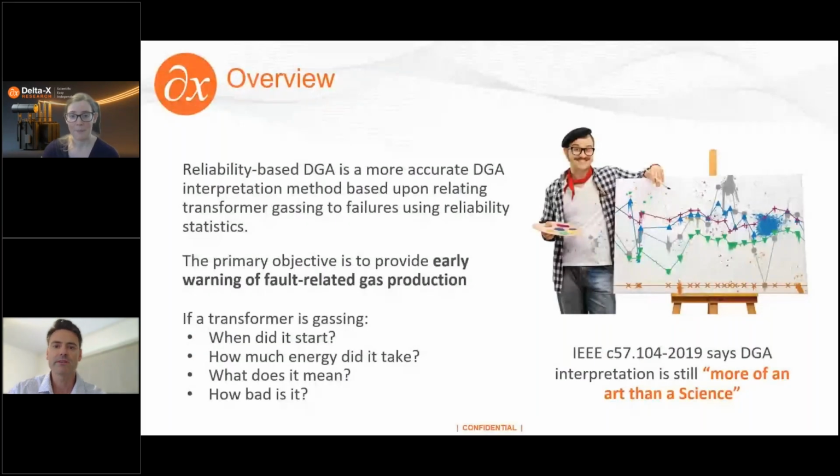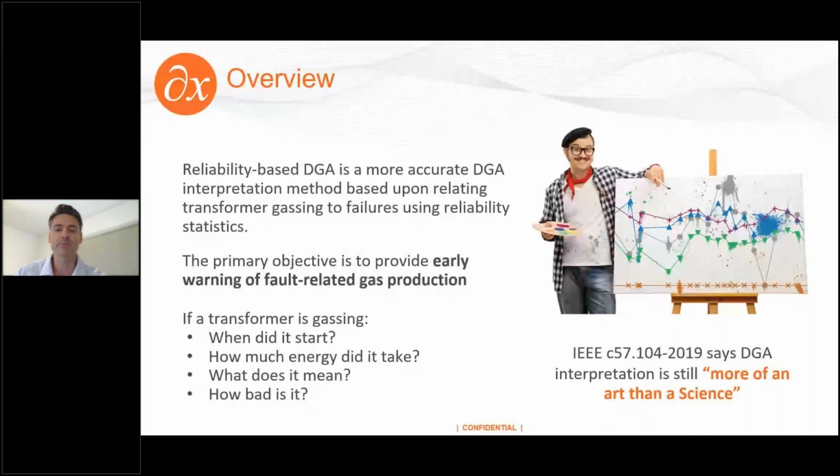Okay, so what is reliability-based DGA? Reliability-based DGA is a more accurate DGA interpretation method based upon relating transformer gassing to failures using reliability statistics. So the primary objective of reliability-based DGA is to provide early warning of fault-related gas production in order to avoid costly outages and prevent or limit equipment damage.